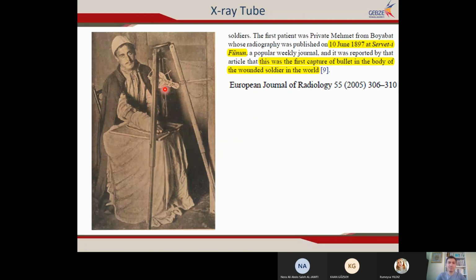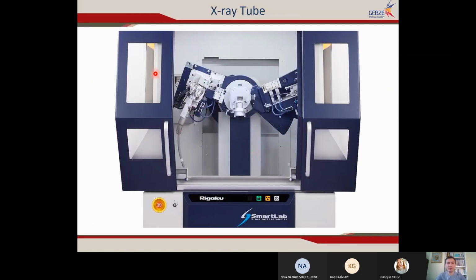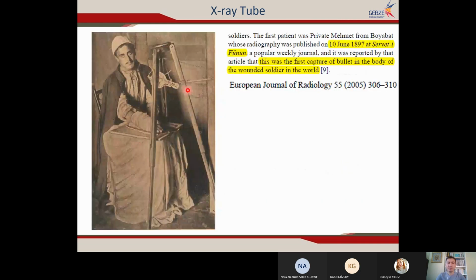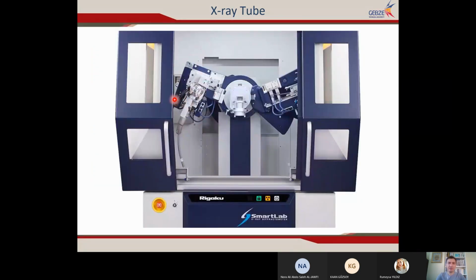Okay, a very old one. Today, in X-ray machines, for example, this is the Rigaku SmartLab X-ray diffraction machine, which we also have in our laboratory in the physics department. So here we have the X-ray source, but you cannot see any tube like this. Okay, you cannot see the tube here. The tube is located within these shieldings, and here you can see the water cooling and also the power supply cables.